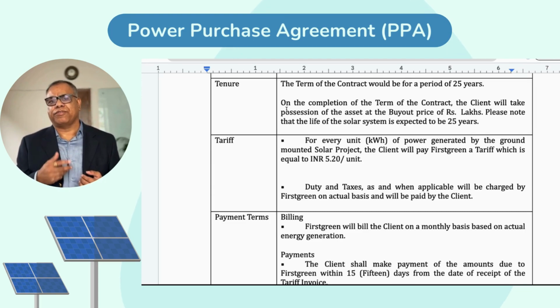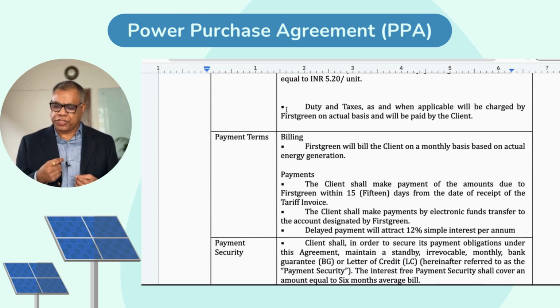Then coming to the tariff. The tariff decides the rate at which the developer is going to sell the electricity to the off-taker. The tariff is defined on a kWh basis, like 5 rupees or 4 rupees per unit of electricity. That plays a very important role because this is the number which is going to decide your cash inflow. So the tariff is the most important part of the power purchase agreement.